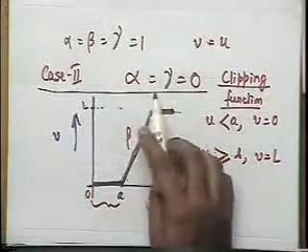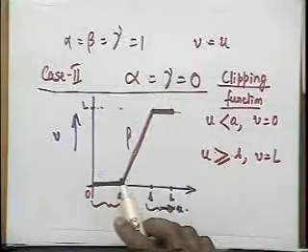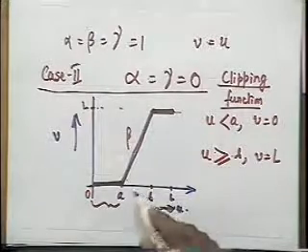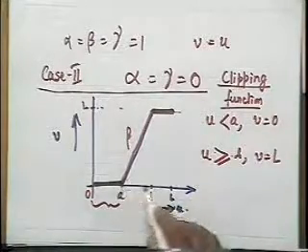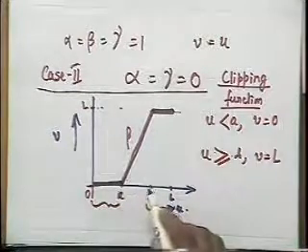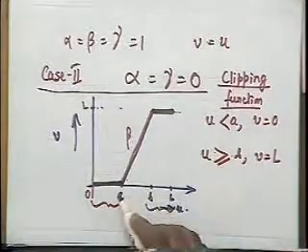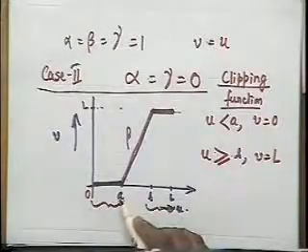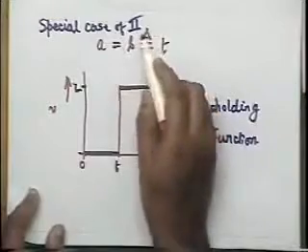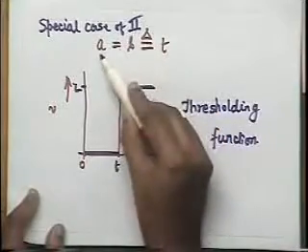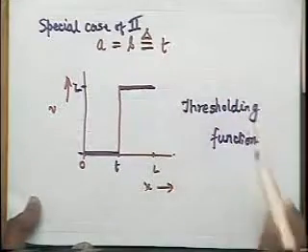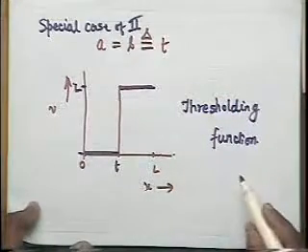For case 2, where we considered alpha equal to gamma equal to 0, we had considered a special case where we had decreased the spacing between A and B. In the limit when we have A equal to B, it results in a threshold function which we had shown in the last class. So as a special case of this, we considered A equal to B, and that we had defined as T, where T is defined as the threshold.